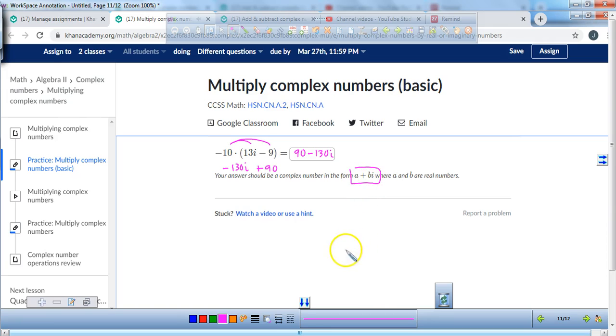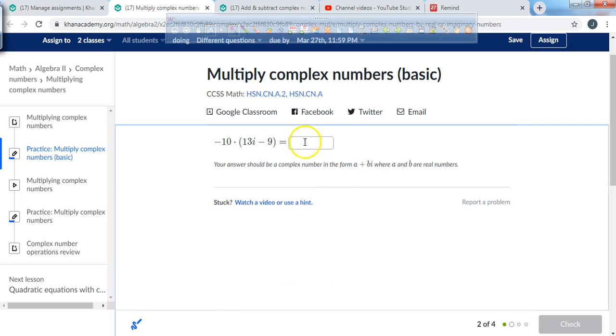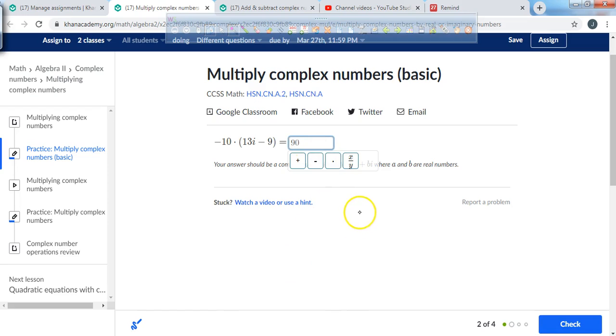Real number plus the imaginary number. 90 minus 130i.